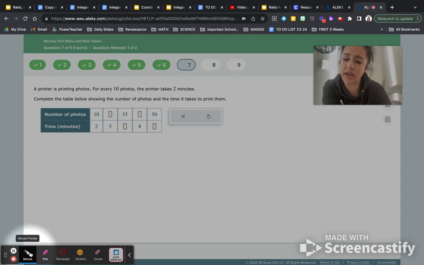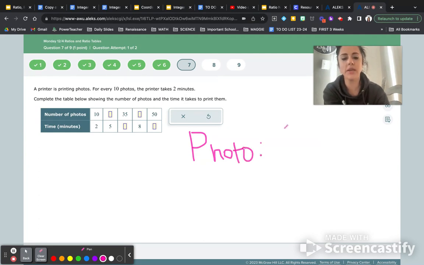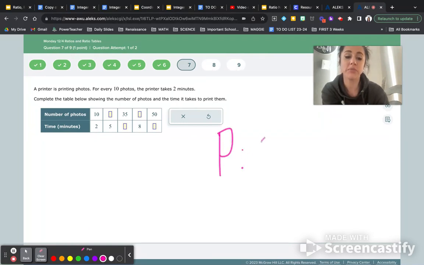And again, like I said, I like to write it out. So I'm going to draw it out. There are 10 photos. Here's my P for photos. Actually, I'll just write it out because they both start with P's, don't they? Let me just do this. For photos, there's going to be 10 of them. And then the printer takes 2 minutes, so I'm going to put the M for minutes.